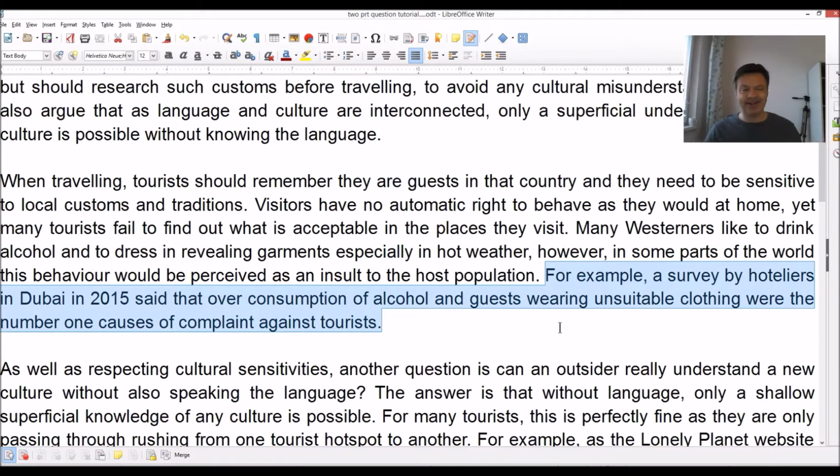Now, I'm not sure if Dubai is a good one or not, but as I've mentioned 1,000 times, IELTS is not a truth test. It's not a test of truth, right? So you can make things up. So as long as the example is plausible, it doesn't actually matter if it's not true, just as long as it looks like it could be true. And this one seems quite fair, you know. Overconsumption of alcohol and guest wearing, blah, blah, blah, were number one causes of complaint. So that's not too bad.